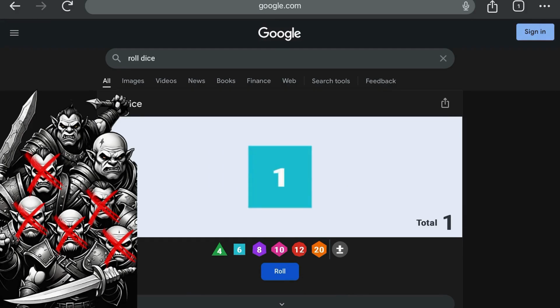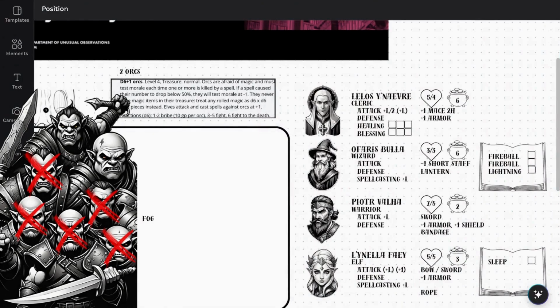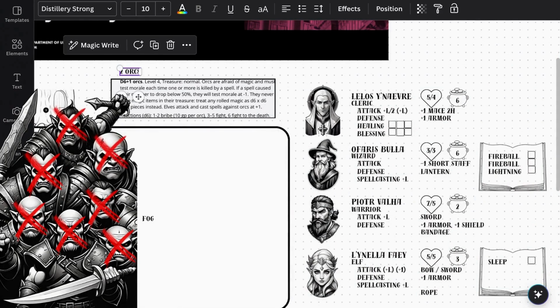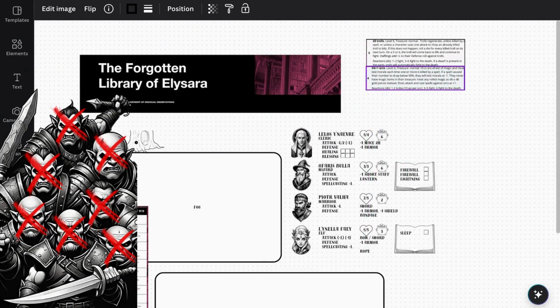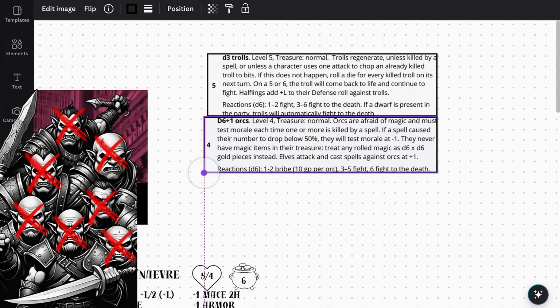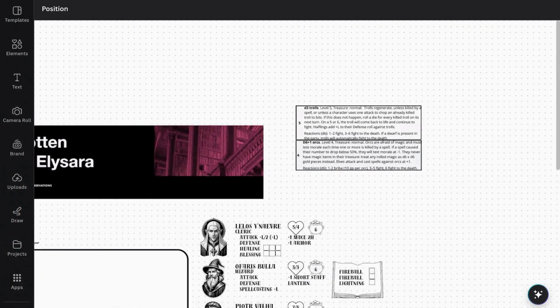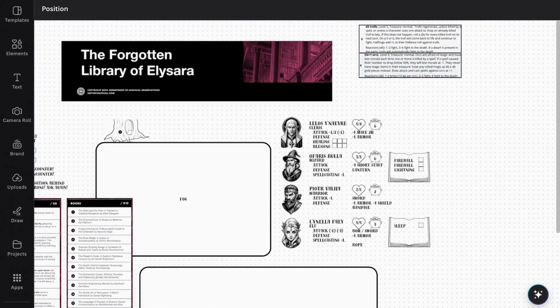Piotr doesn't attack. Okay, Lelos with the 2-handed mace. 6, great. Plus 2 is 8, which is enough for the 2 orcs. Yeah, with level 4. Okay, now we managed to kill the orcs. They were wandering monsters, so no treasure. But we have another minion counting for XP roll. Okay.